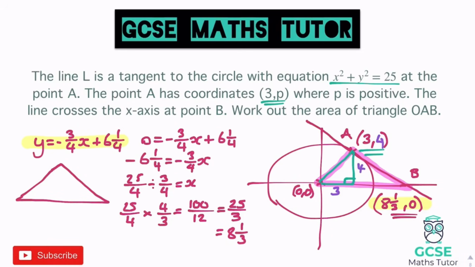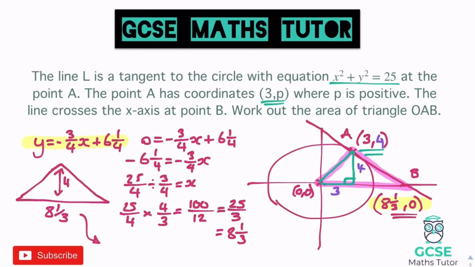We've got the length of the base now, which is 8 1/3. It goes from 0 across to 8 1/3. So that's the length of the base. And we've got the height, which goes up 4, which we've already drawn in there with our little green right-angled triangle. So our height is 4. So if we do half base times height, or base times height divided by 2, we've got 8 1/3 times 4, and then we're going to halve it.